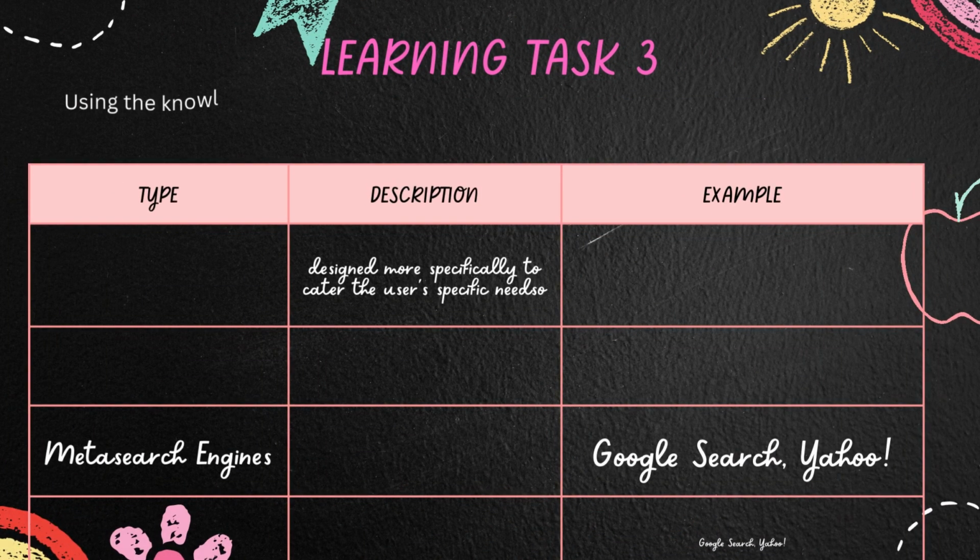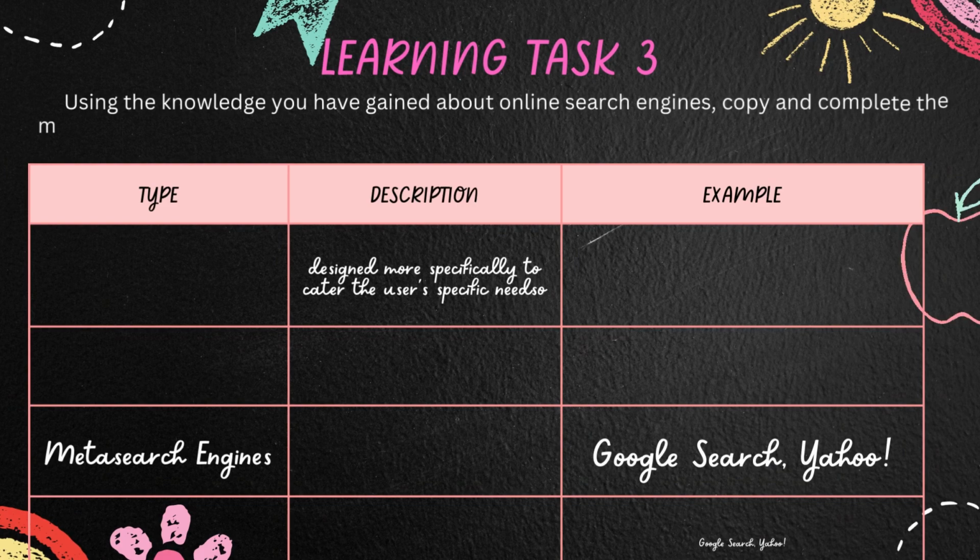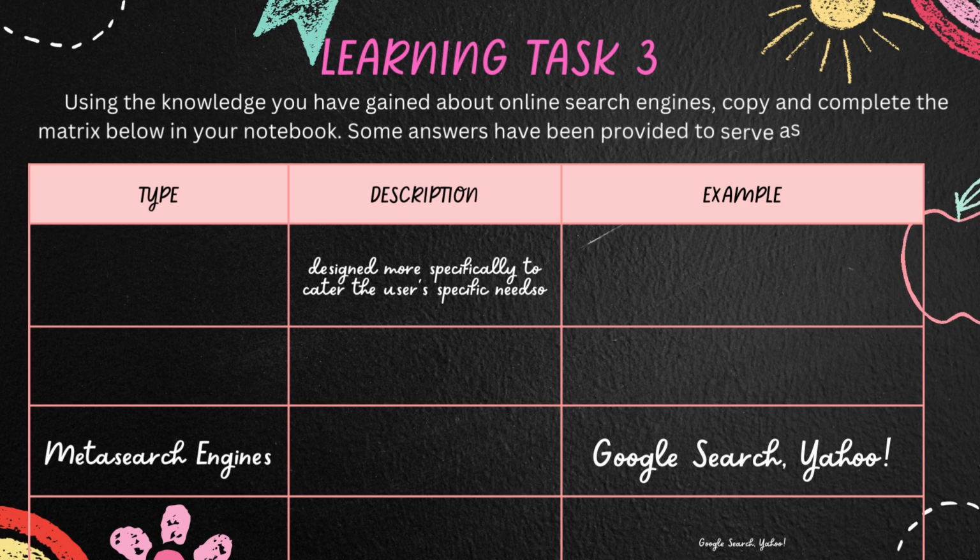Now, for our learning task 3, using the knowledge you have gained about online search engines, copy and complete the matrix below on your paper. Some answers have been provided to serve as your guide cues. Okay. We have here, for example, meta search engines. So that's the type. And then the description, that's for you to work on. And then we have the examples, Google Search and Yahoo.